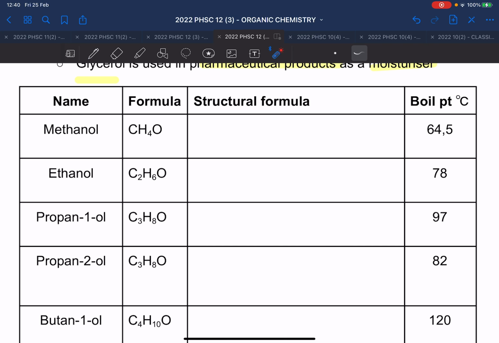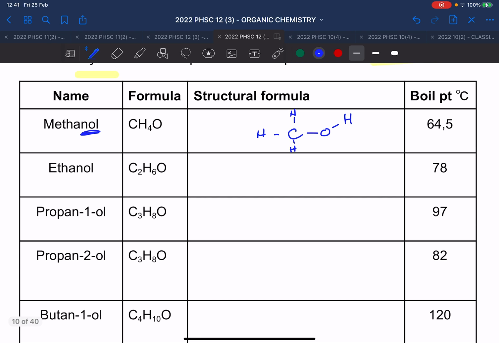All right. Methanol. Meth means one, so we have one carbon. Then the suffix ol means it belongs to the alcohol homologous series, so I must have a hydroxyl functional group. I have my H, I have my O. I must have 4 hydrogens. There's 1 hydrogen, then I have 3 other hydrogens left.